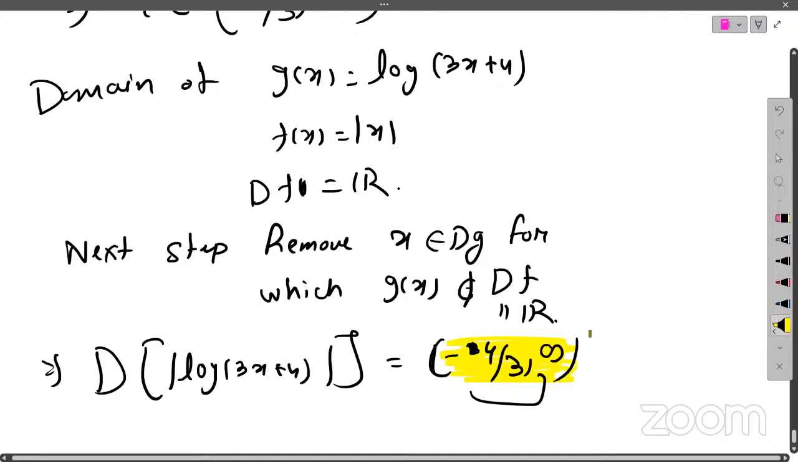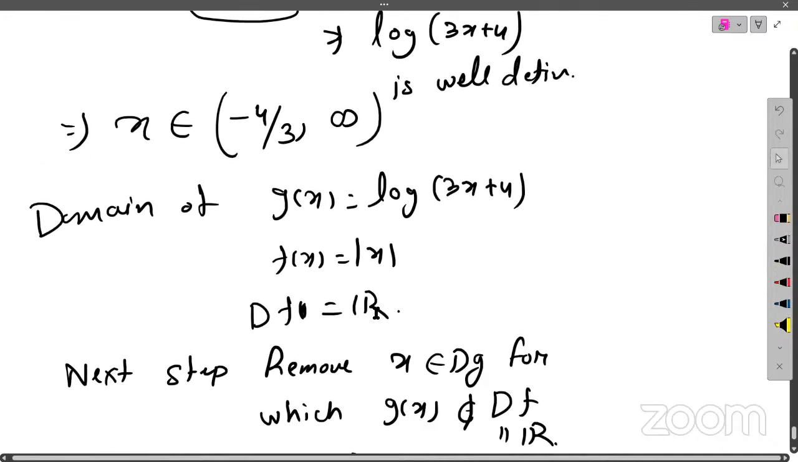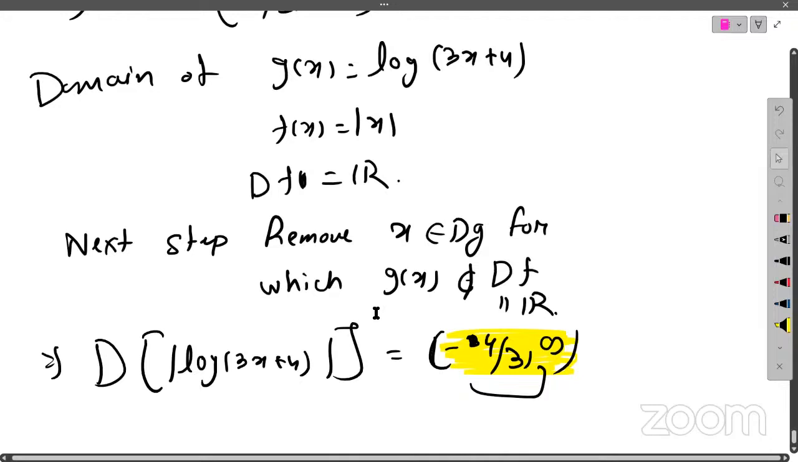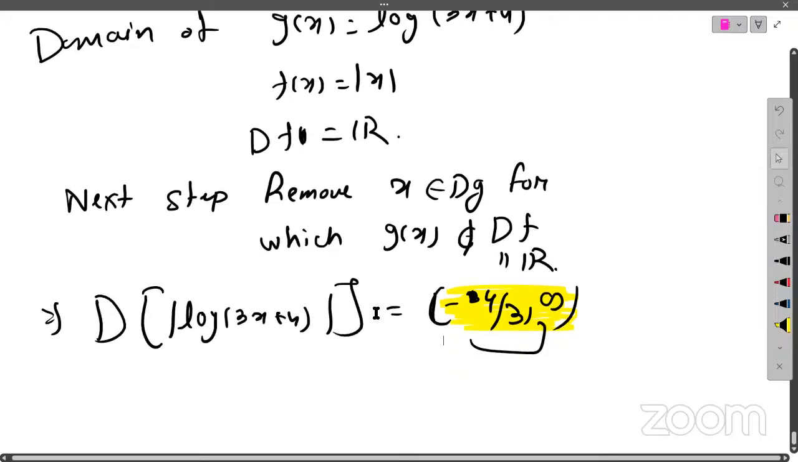Yes, ma'am. Please. Okay. Hello, ma'am. Can you explain this statement which you have written? Next step, remove x belonging to D_g for which?